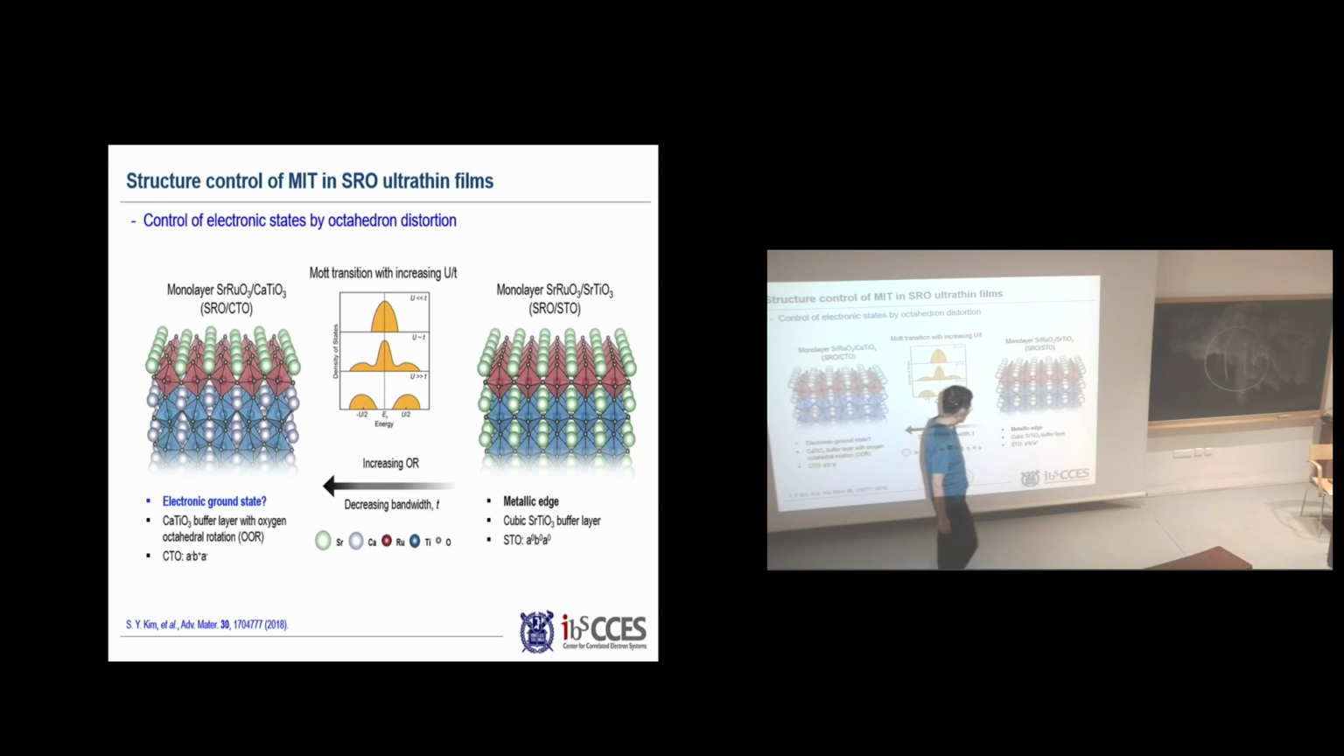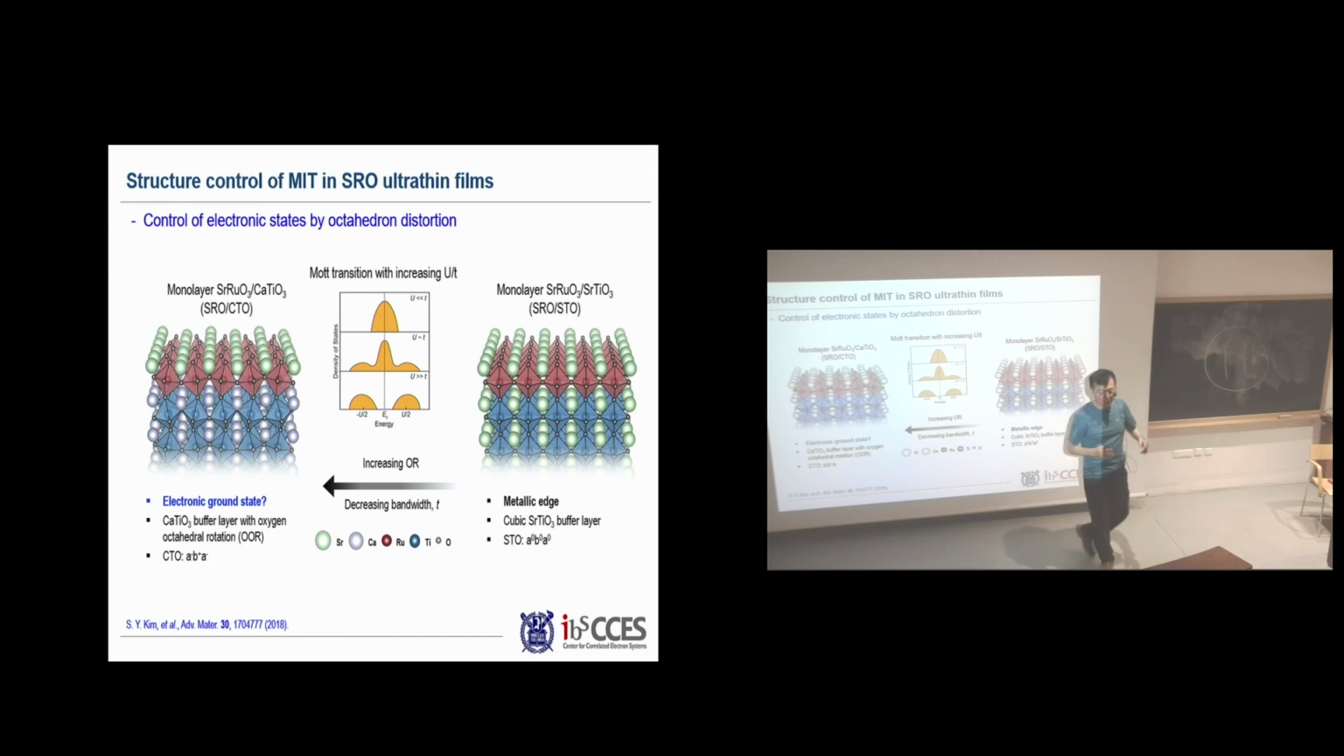It has tetragonal, so A0, B0, A0. So it has a little OR rotation, but the other will have a larger OR rotation. By doing that, we can control the bandwidth. So if you go from this direction to that direction, the bandwidth will decrease.